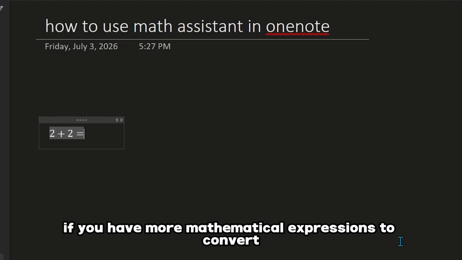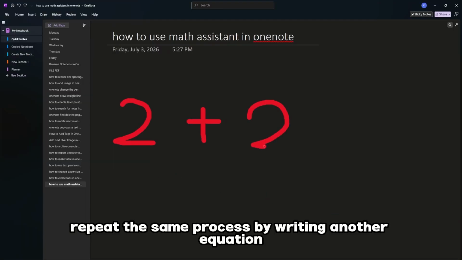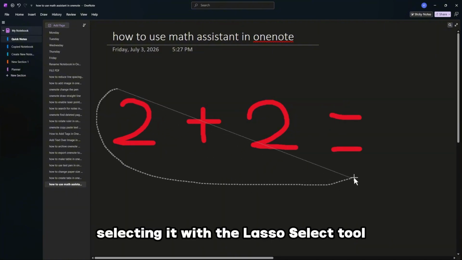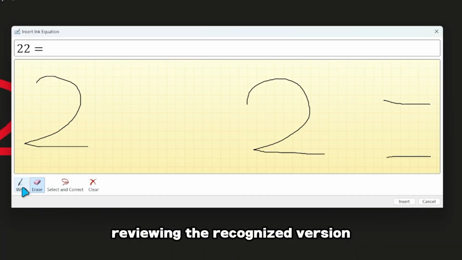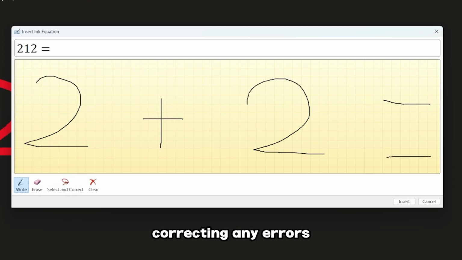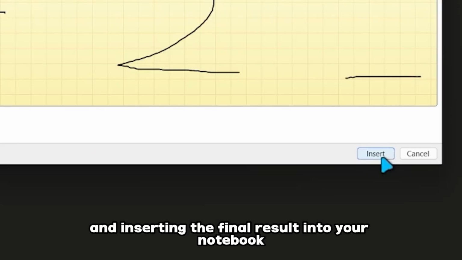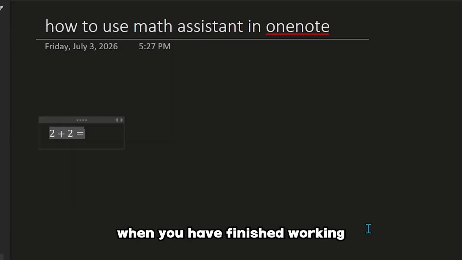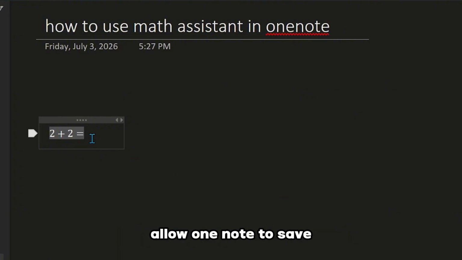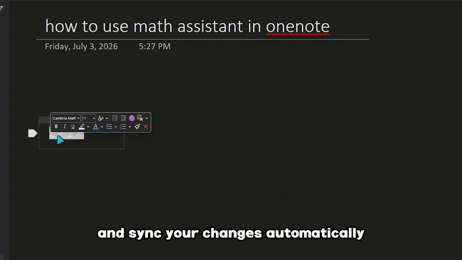If you have more mathematical expressions to convert, repeat the same process by writing another equation, selecting it with the Lasso Select tool, reviewing the recognized version, correcting any errors, and inserting the final result into your notebook. When you have finished working, allow OneNote to save and sync your changes automatically.